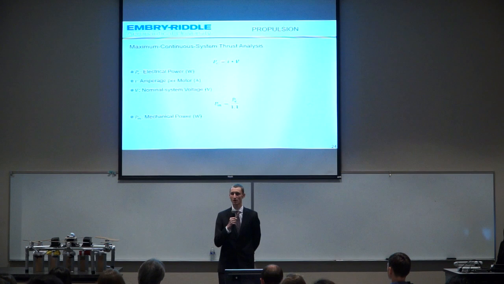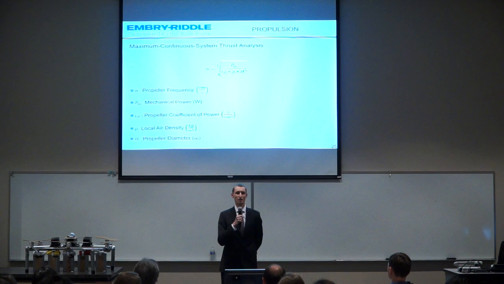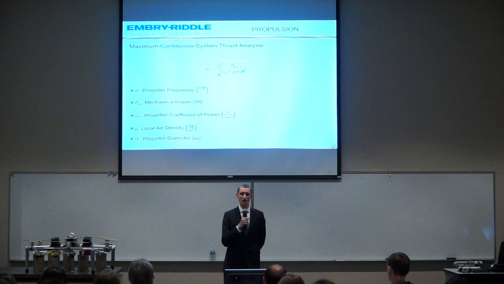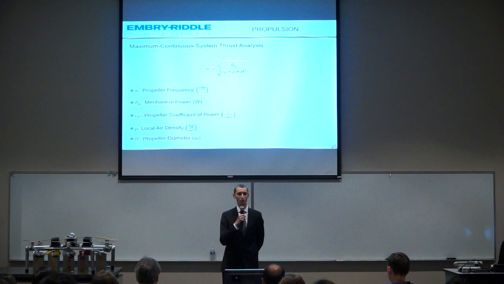With the mechanical power known, we are then capable of calculating the rotational frequency of each of our propellers. This was done with the equation shown at the top of the slide, where N is the revolutions per second, P sub M, once again, is the mechanical power, C sub P is the coefficient of power, rho is the density, and D is the diameter of the propeller.